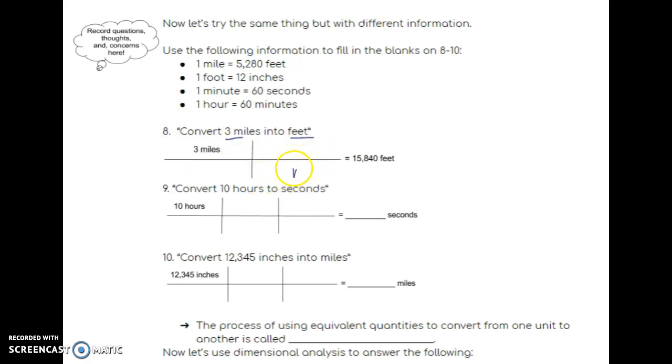So I need to have miles on the bottom, and I need to have feet on the top. But that's going to have to be 1 mile is 5,280 feet. Yes? So this will be 1 mile. This is not a plural mile. This is a singular mile. And then 5,280 feet, right? 3 times 5,280 is 15,840, right? And so miles divides away.